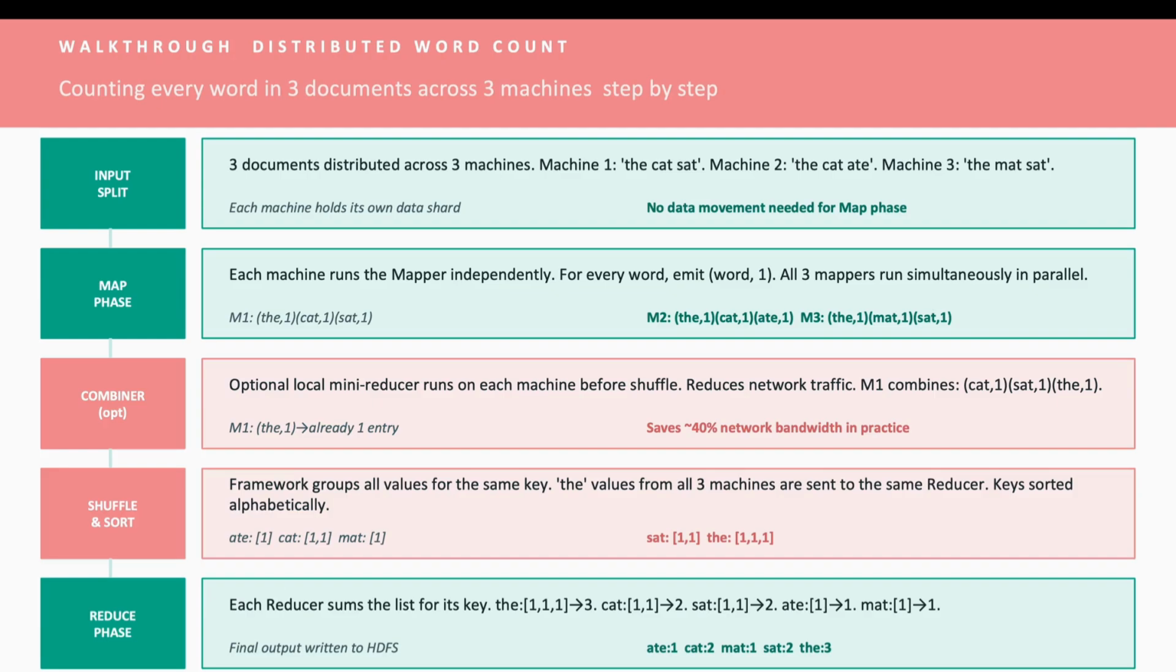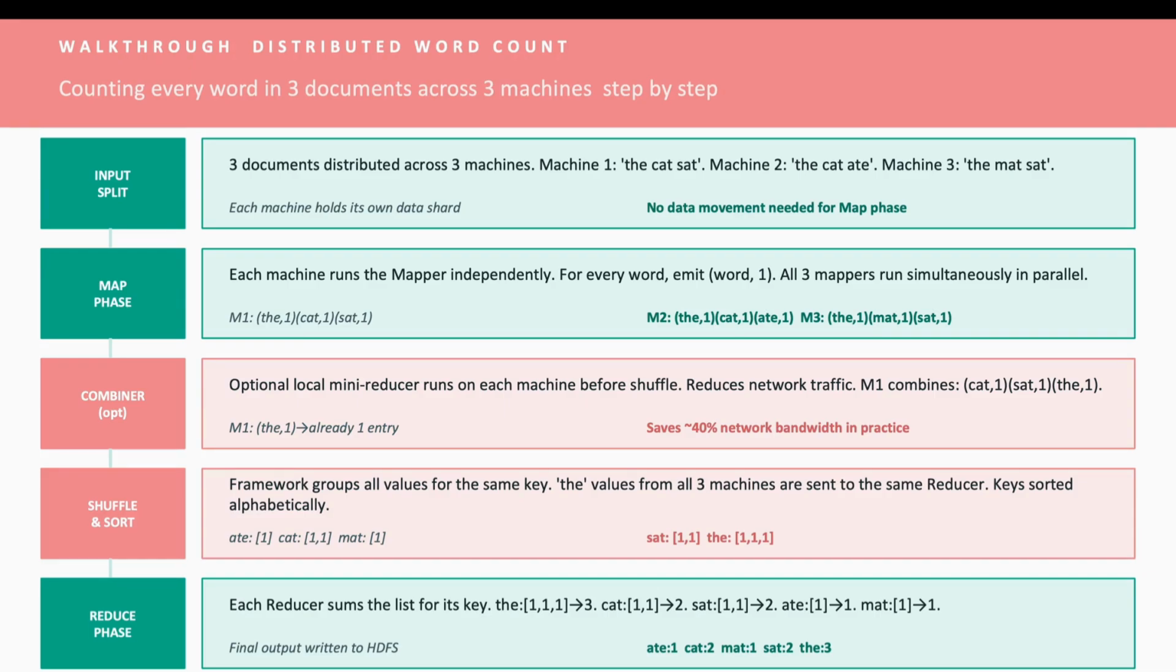Combiner: this is optional but important before sending results over the network. Each machine runs a local mini reducer. Machine 1 combines its output, which saves network bandwidth. We will see just how much on the next slide.